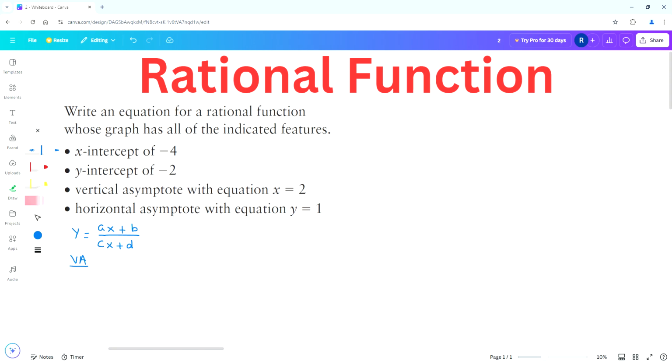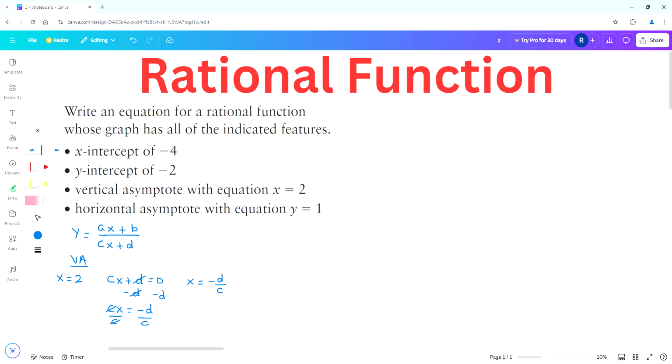As per the problem, the vertical asymptote for this function is x equals 2. We can find the vertical asymptote from the general equation by setting the denominator expression equal to 0 and solving for x. I get x equals negative d over c.